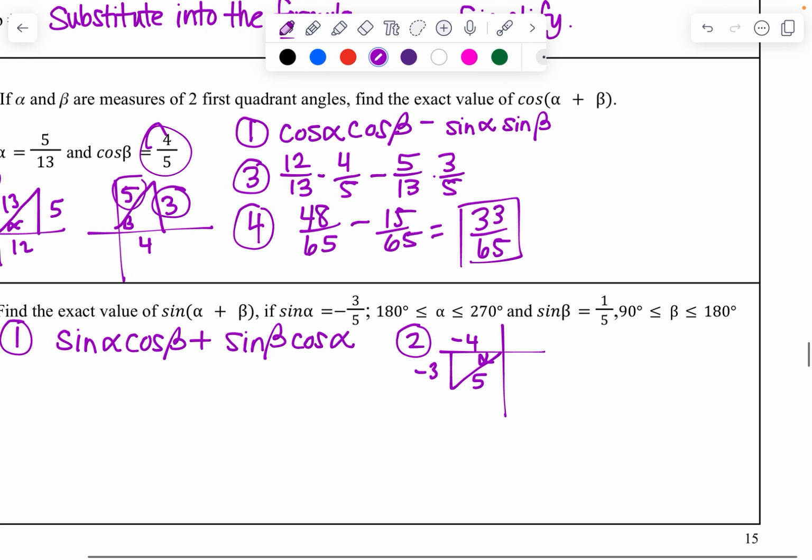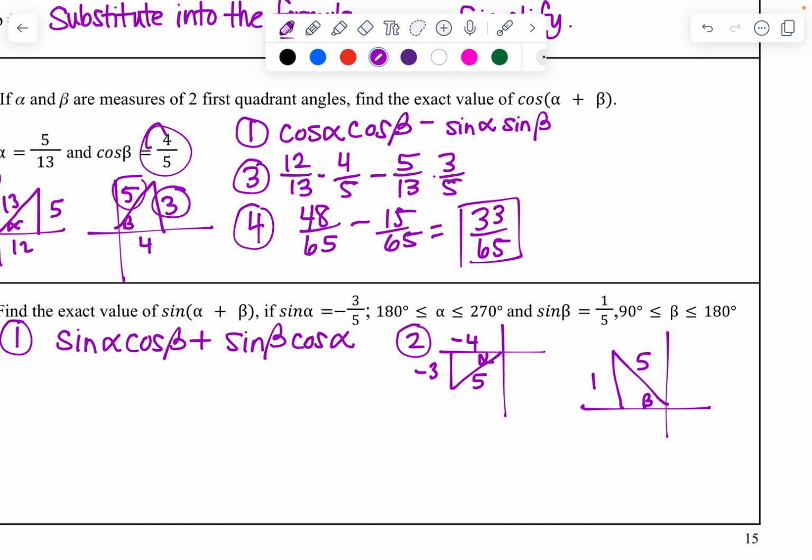This other one they're telling me is in quadrant 2, so it's between 90 and 180. And they said that the sine of beta, so here's beta, is 1 over 5. So if I do Pythagorean theorem, hypotenuse squared minus the leg squared would equal that other side squared. So 24 equals a squared, and so we're going to get 2 square root of 6 when we simplify the square root of 24 down. And that would be negative since we're in quadrant 2.